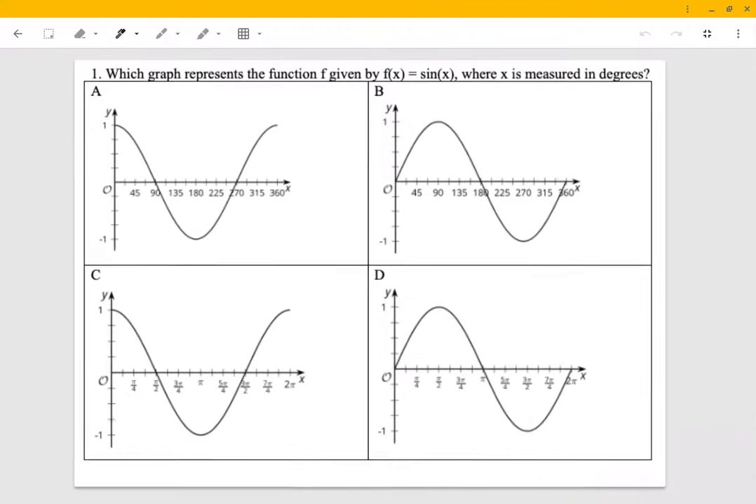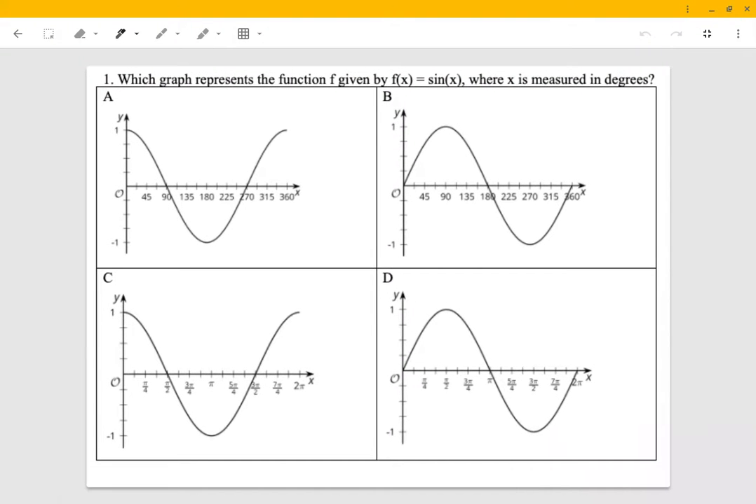Number 1, which graph represents the function f given by f of x equals sine of x, where x is measured in degrees? Remember last week we talked about the graphs of sine and cosine. Remember the graphs of cosine, for example, the graph of cosine starts at 1, goes down to -1, and back up to 1. Okay, so the cycle begins and ends at 1.